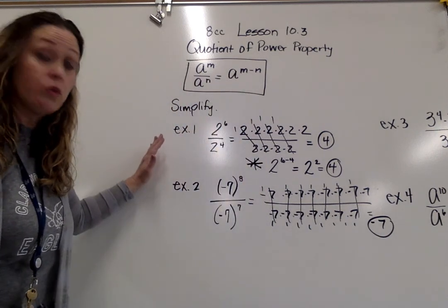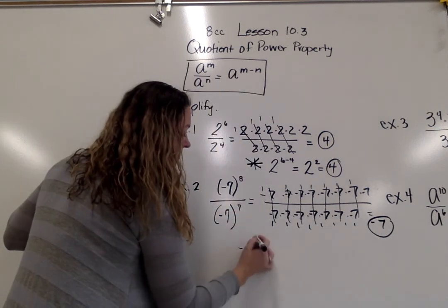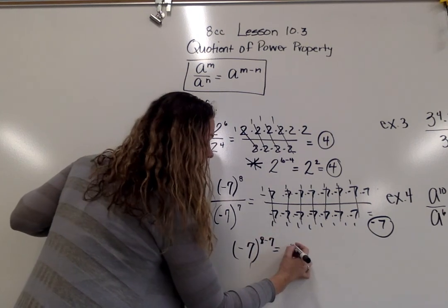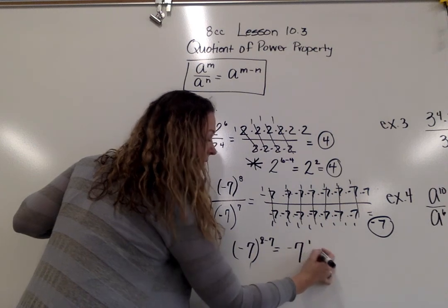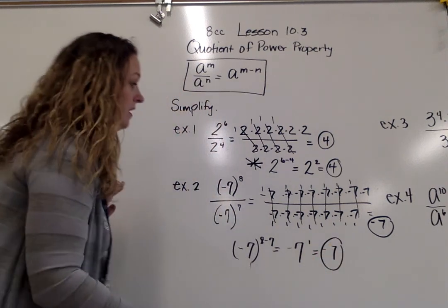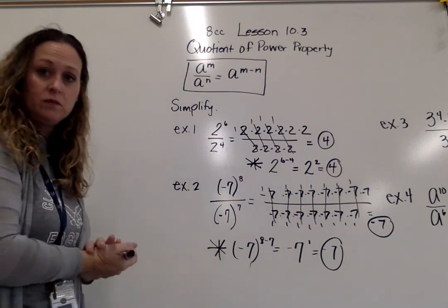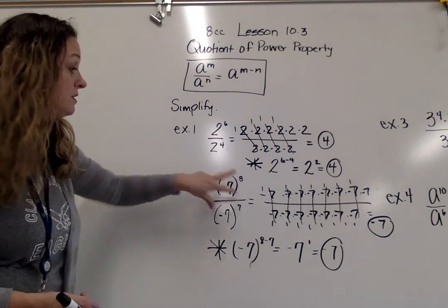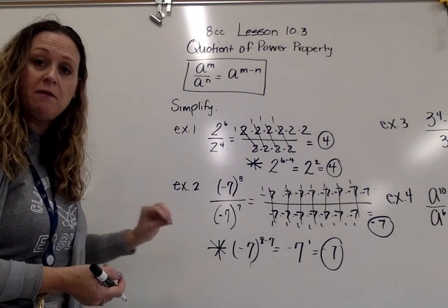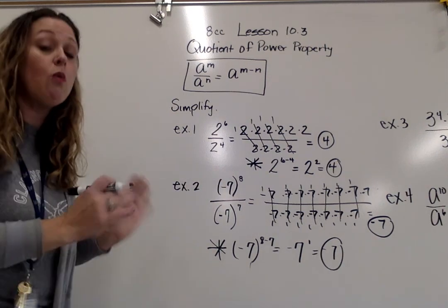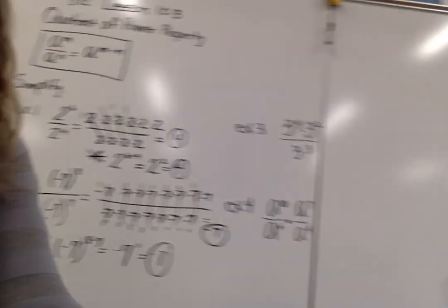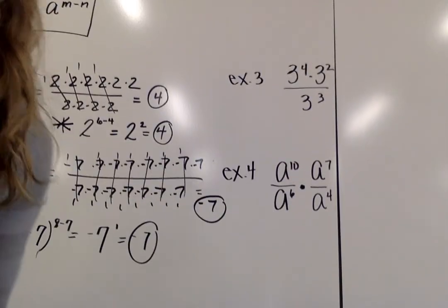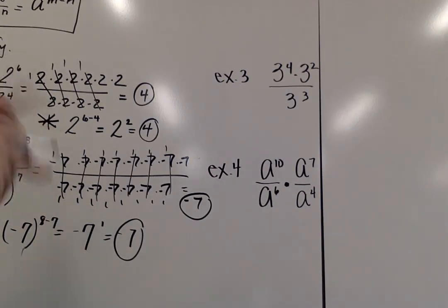If I were to apply the rule, I could say negative 7 to the 8th power, and I'm going to subtract the 7 of them on the bottom. And so I have negative 7 to the 1st power, which equals negative 7. Again, this would be your goal. So when the bases are the same and you're using division, you simply subtract the denominator exponent from the numerator exponent. We're now going to move on to the next 2 examples. In the next 2 examples, you're going to apply what you did in lesson 10.2 and 10.3.